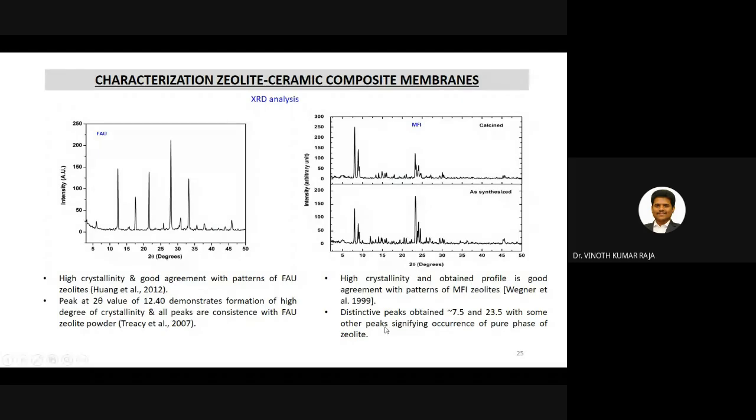So we have also conducted some of the characterization study for the prepared membrane. The X-ray analysis of FAU zeolite shows high crystallinity and good agreement with the patterns of FAU zeolite. We were able to obtain this by conducting the hydrothermal treatment technique, so that powder particles deposited on the reactor, stuck over the membrane inside as well as outside. On the bottom of the reactor we collected the sample, conducted the study, and analyzed it for XRD.